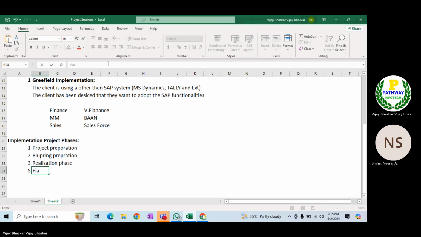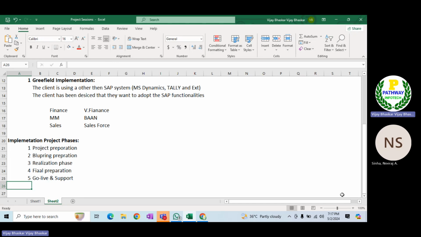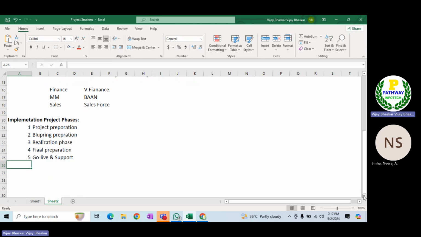So now final preparation. The last one would be go live and support, post go live support. Okay, so now these are the phases in every project.